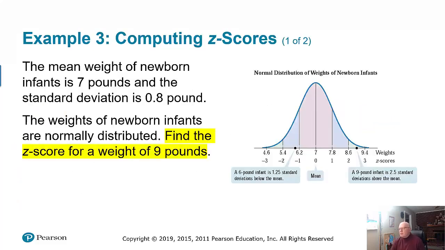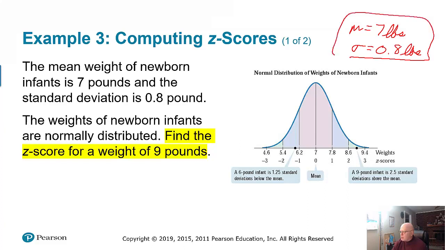Now let's see if we can do something a little bit more constructive with our time here. The mean weight of newborn infants is 7 pounds. So what I'm going to do right away is write this in a box: mean is 7 pounds. And it says the standard deviation is 8/10 of a pound. So the standard deviation equals 0.8 pounds. And I've got it. Anytime I want those two pieces, I don't have to reread this paragraph. I can just go right to my box.